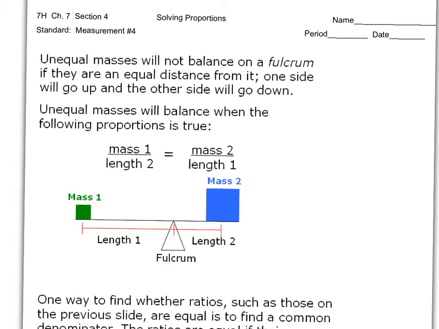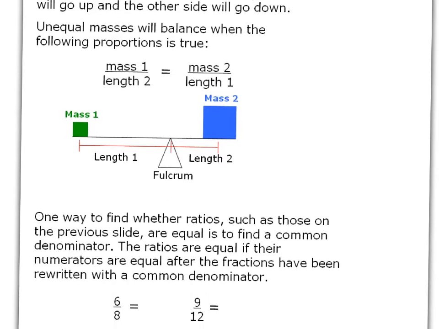So unequal masses will balance when the following proportion is true. Remember, a proportion is two ratios that are equal, and a ratio is just a fraction. So the mass 1 and the length of 2 equals the mass of 2 and the length of 1. Okay, and there's an example with a picture right there. Mass 1 has a farther length, mass 2 has a shorter length, and that makes them both equal.